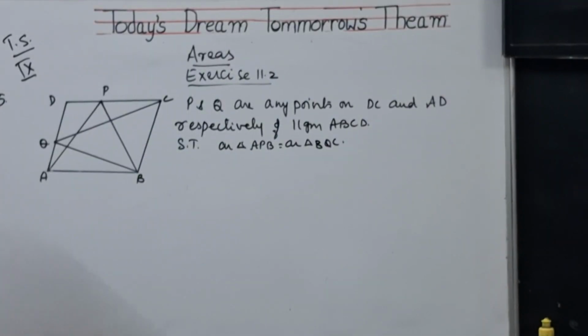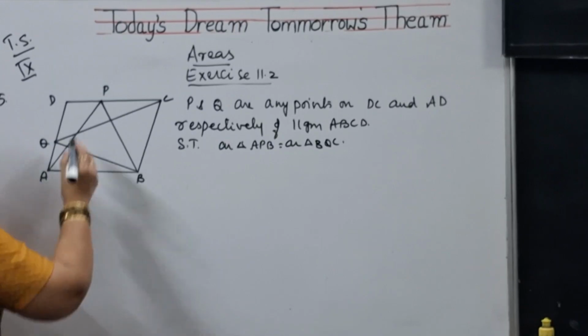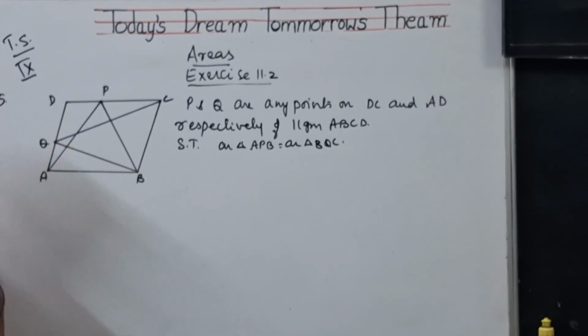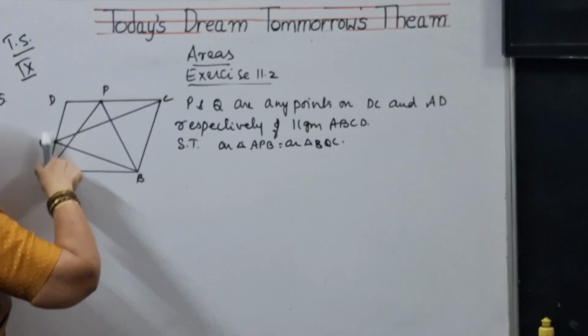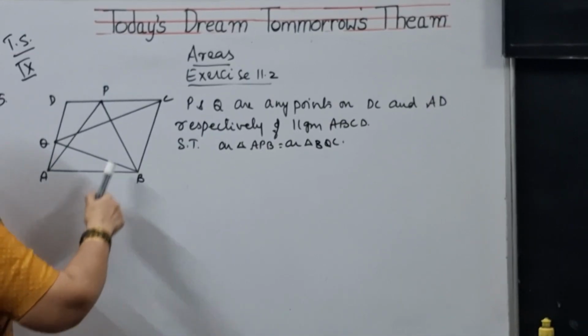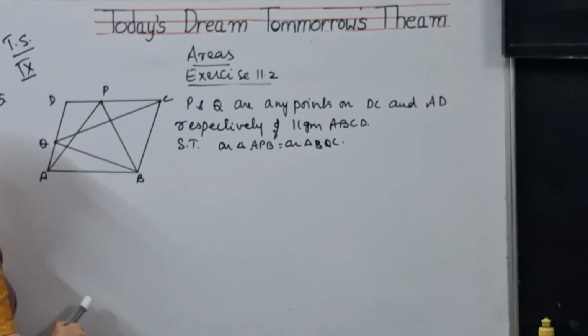Now, children, fifth question. You have got a figure like this. And what did they say? P and Q are any points lying on CD and AD of parallelogram ABCD, respectively. Means P lies on CD, Q lies on AD of parallelogram ABCD. You have to show that area of triangle APB is equal to area of triangle BQC.